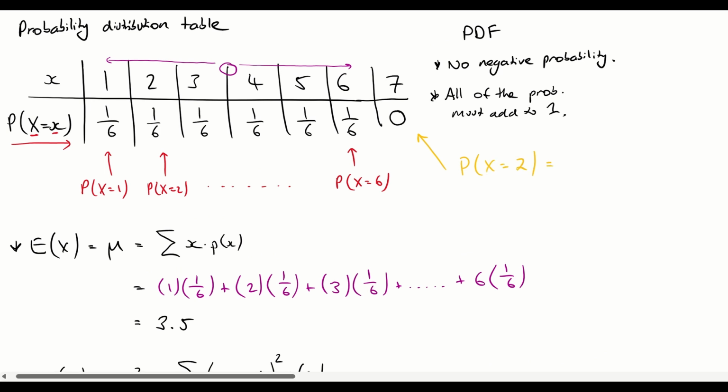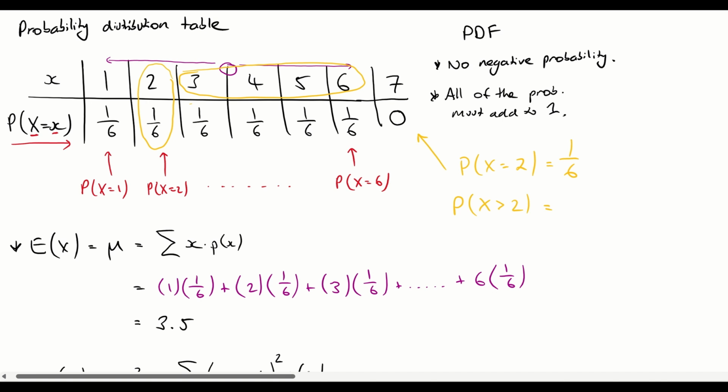Well, we did those at the start, and we just look at the 2 column, and we see that that is a 1/6. What if we were to ask the probability that x is greater than 2? Well, now we're looking in any of this space. So you would be looking at 4.